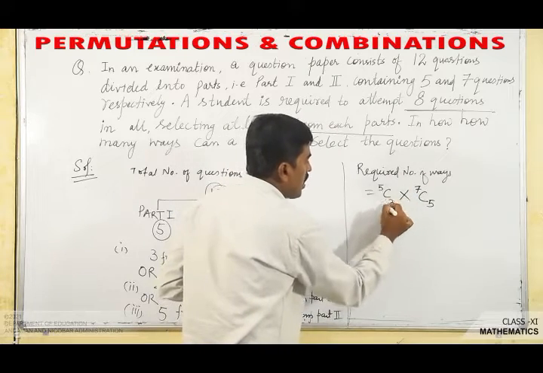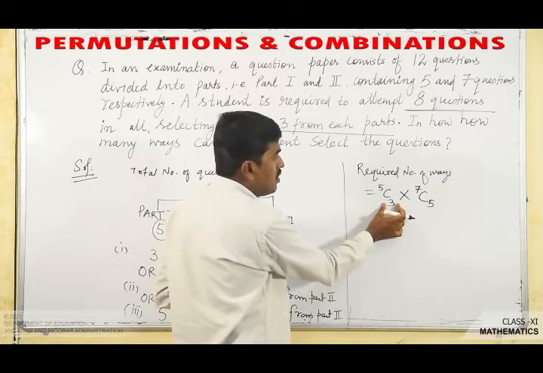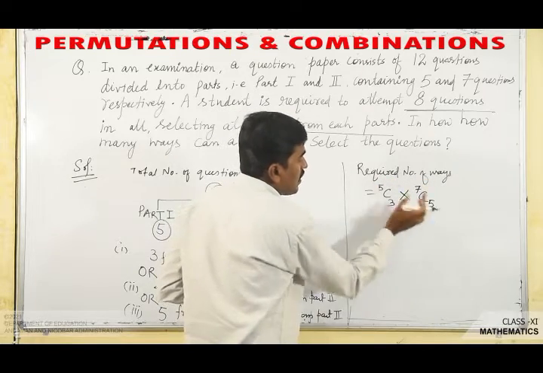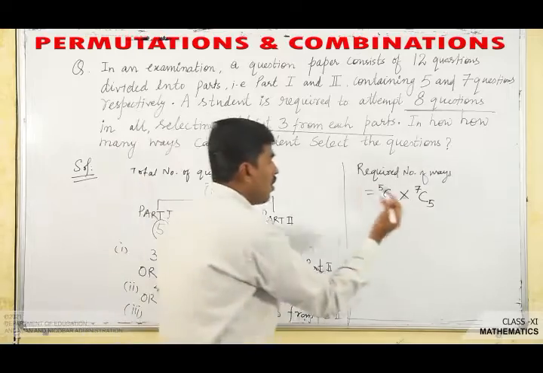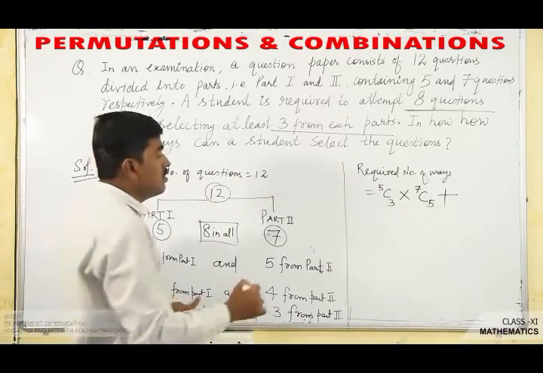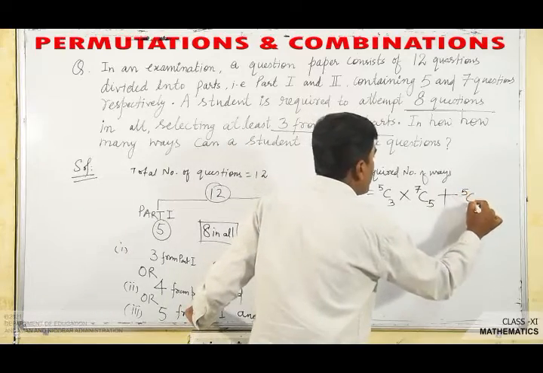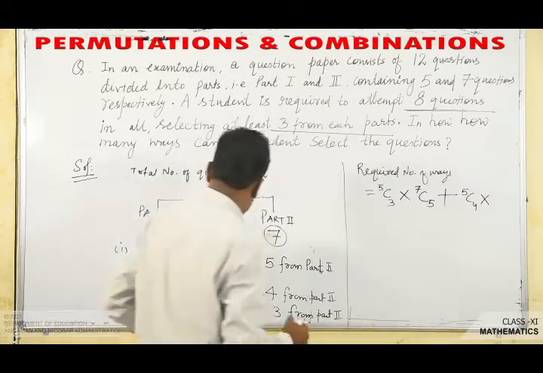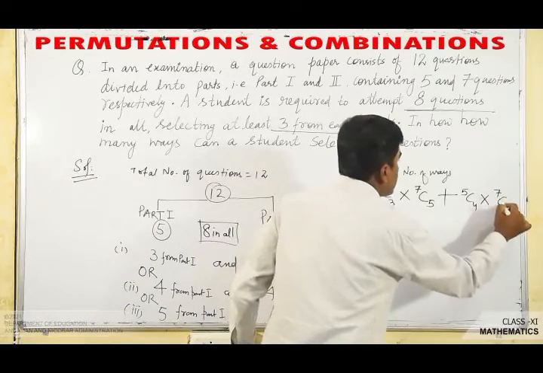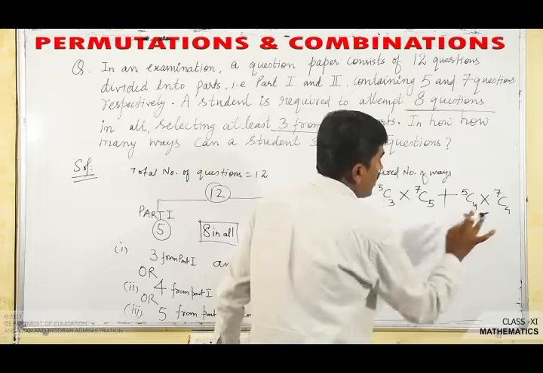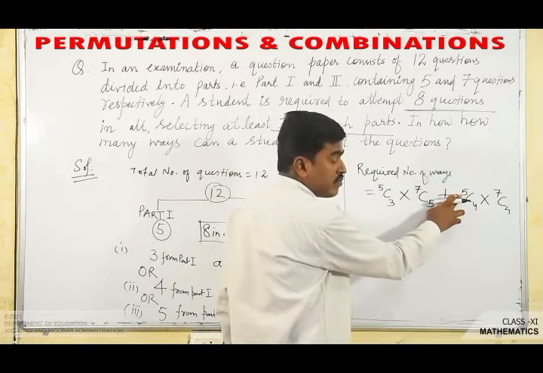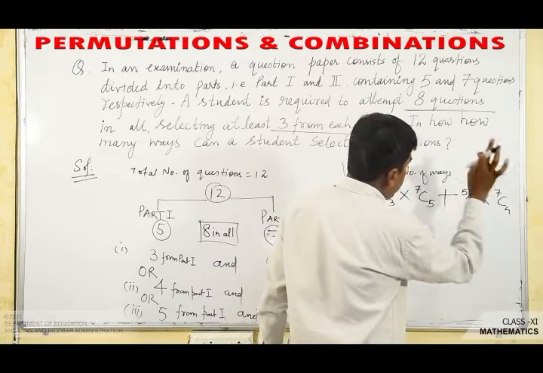You see, 3 questions from part 1, 3 out of 5, and 5 out of 7. So 3 plus 5, 8 questions have been selected. Or, we add 4 from part 1, so 5C4, into 4 from part 2, that is 7C4. 4 plus 4, 8 questions have been selected: 4 questions from part 1 and 4 questions from part 2.